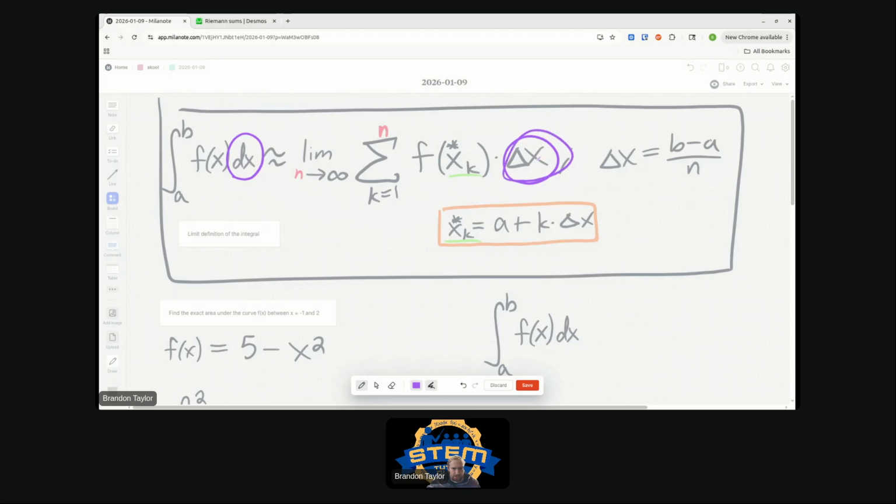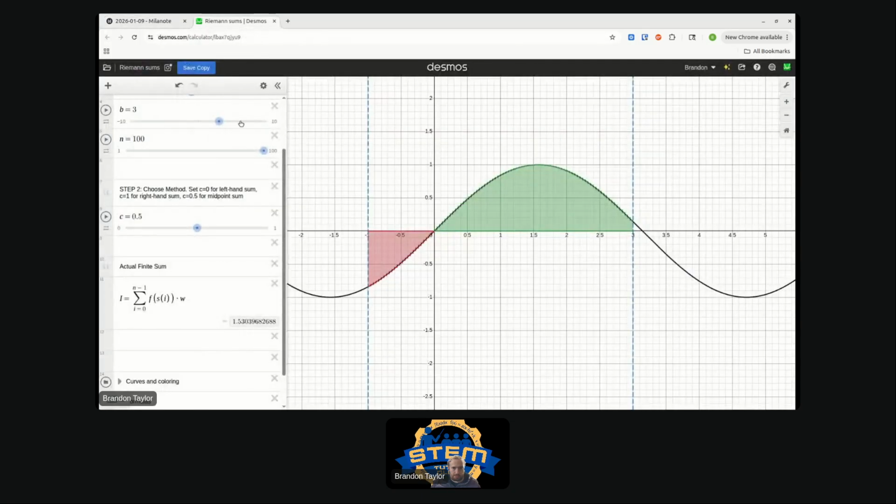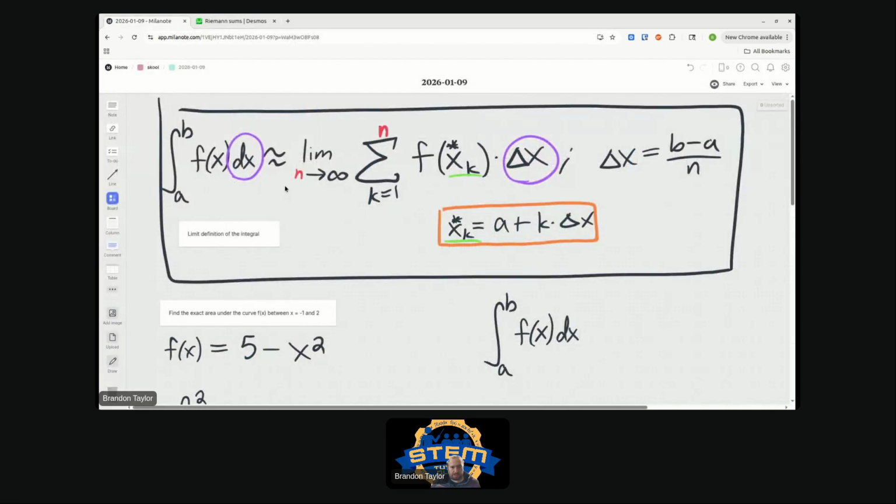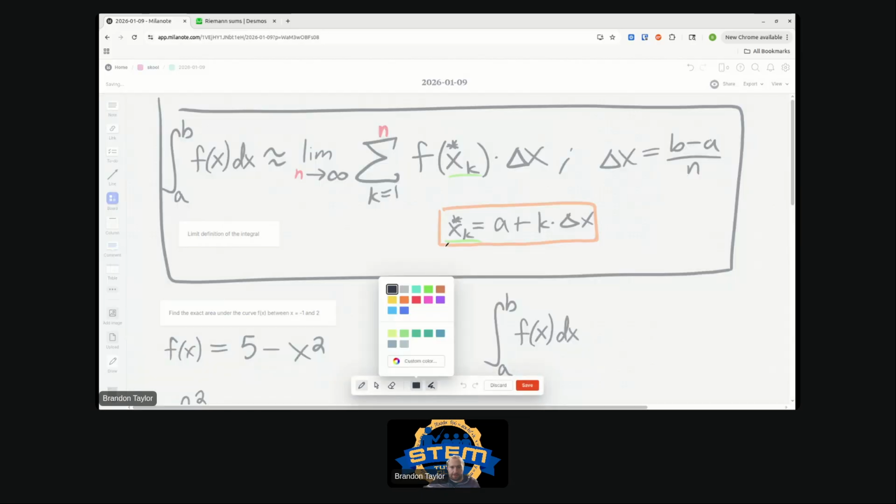If you take this to the extreme, as n goes to infinity, as the number of rectangles goes up, going back to this visual, if I double the number of rectangles, I halve the width of each rectangle, which is delta x. That's why that happens, right? So as n goes to infinity, delta x shrinks to 0. That's what we mean by the dx. So hopefully that's clear, and hopefully it's clear that this goes together.